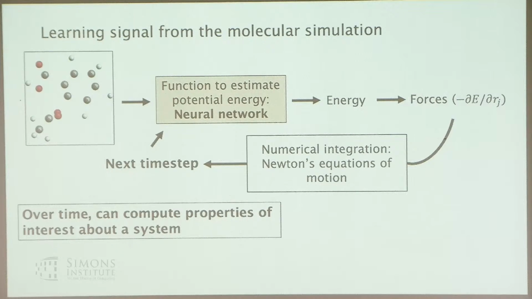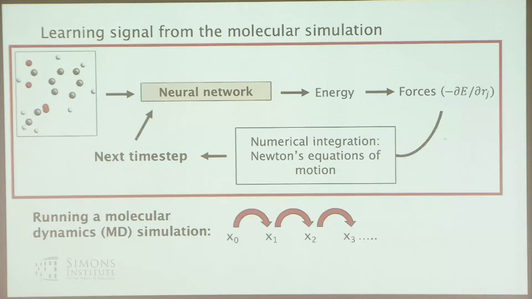If we go back to this molecular simulation, we're running the network. We have a neural network to estimate the potential energy, and we're integrating this over time. If we run this over time, we can actually compute properties of interest that we care about. And that's the ultimate goal of MD simulation: not necessarily to get really low errors on energies and forces, but actually to reproduce system observables that we care about.